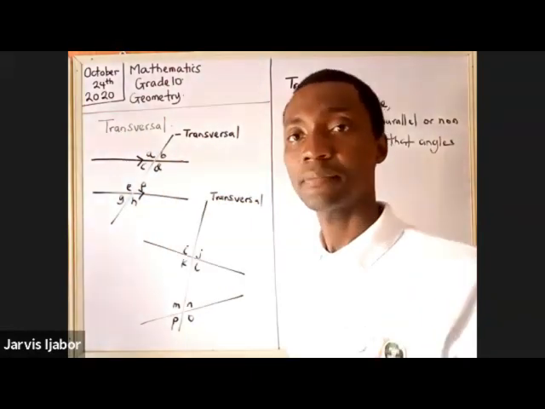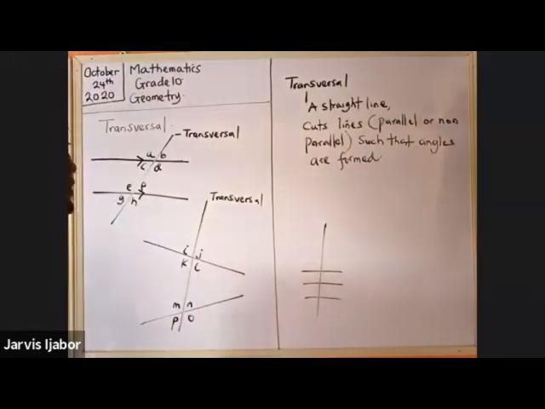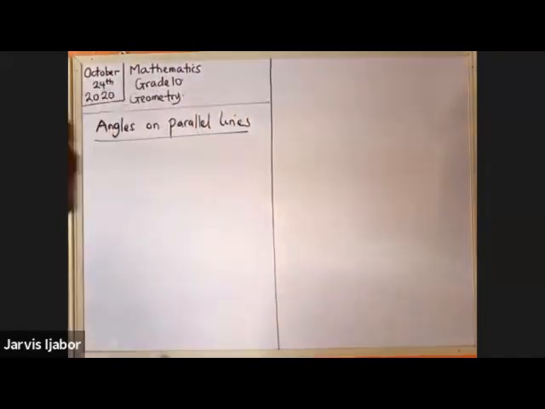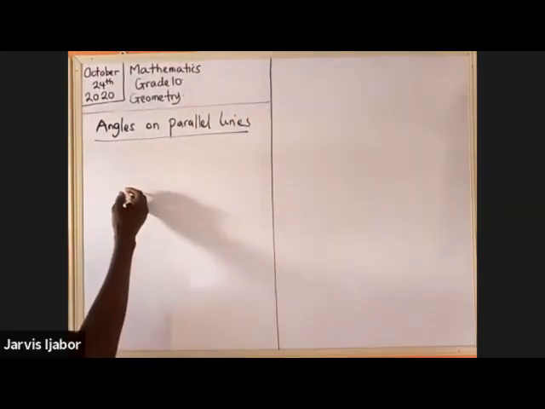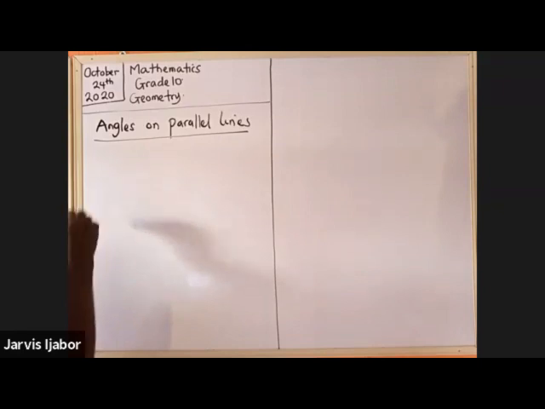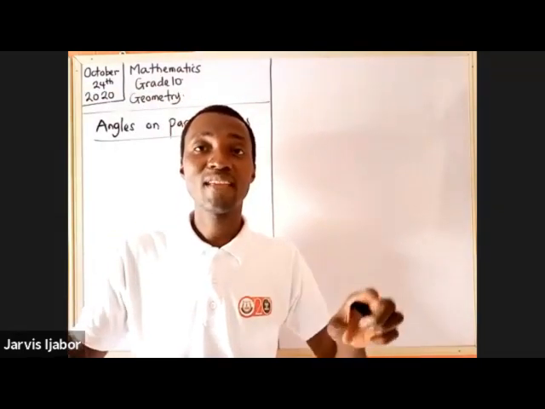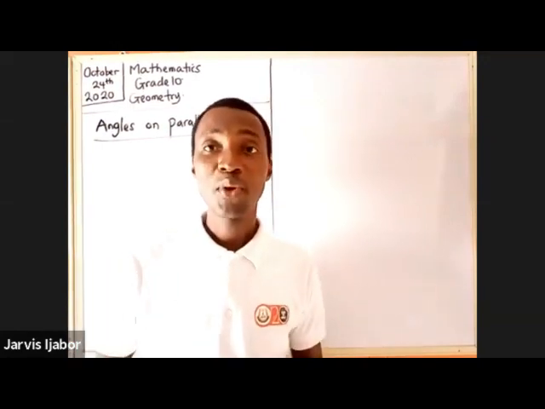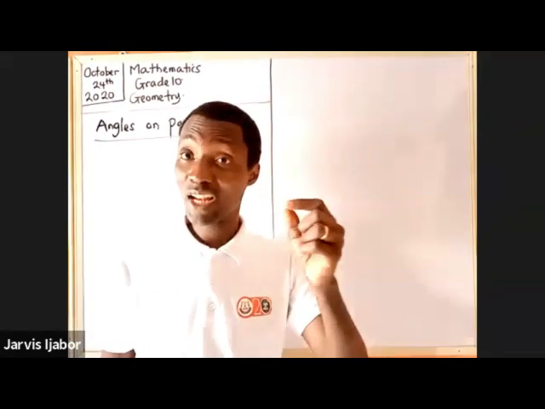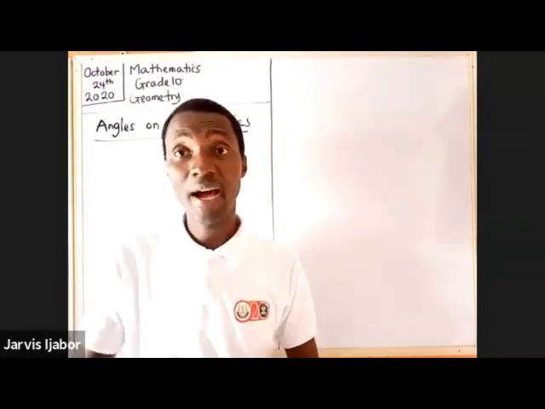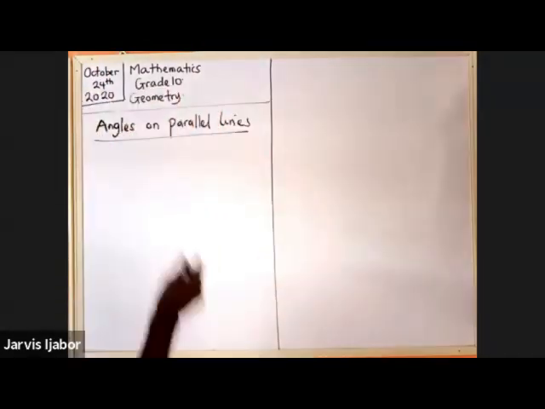All right. So we'll go into parallel lines now and see what happens. We'll be considering angles on parallel lines. I hope you remember that on parallel lines alone, there are no angles. So when we talk about angles on parallel lines, essentially we are concerned with what happens when they are being cut by a transversal. So look at this.